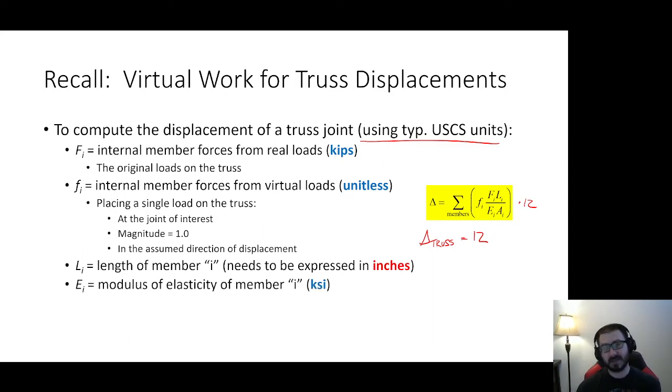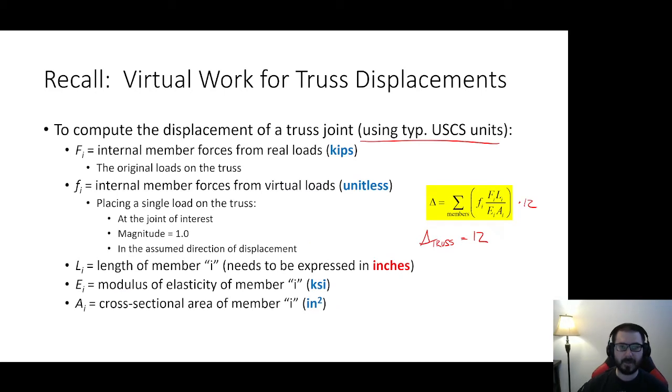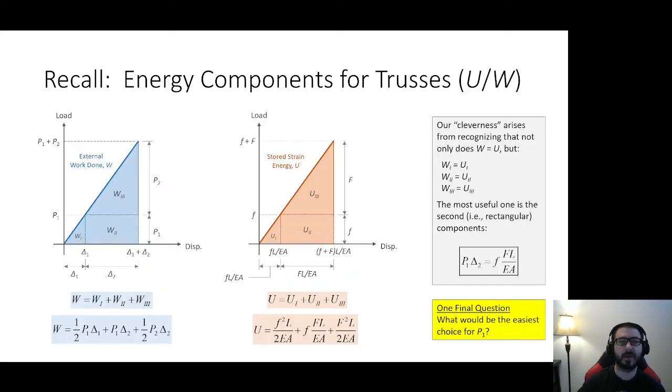We finally have a Young's modulus, or an elastic modulus for each member, and then the cross-sectional area for each member. And so this is how we compute truss displacements using the method of virtual work. We're going to find that the method is very similar for beams, just with some slight tweaks. Okay, so to be clear, let's remember where this method came from.